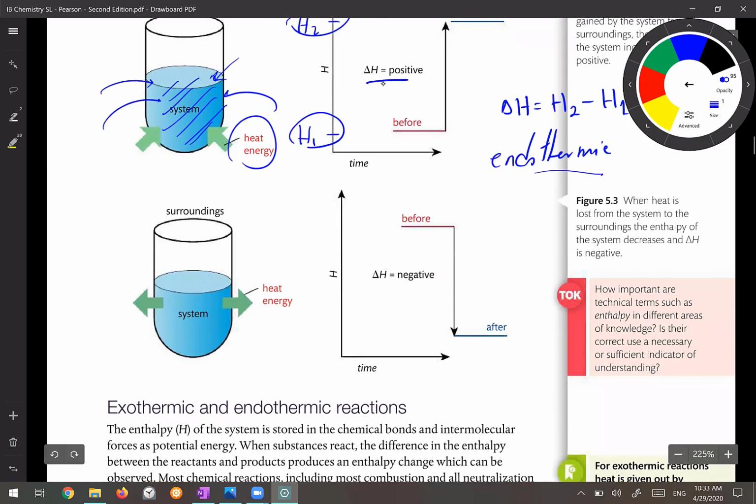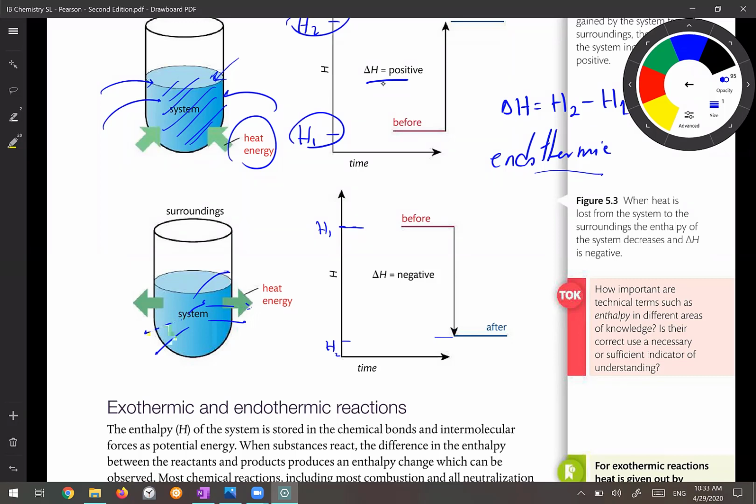But in the next one, the energy before the reaction was here, so this is H1. The energy after the reaction was here, so this is H2. So you can see that the energy has decreased. It means the system has lost some energy. Where does that lost energy go? It goes to the water, it goes to the test tube, and if you touch here, it goes to your hand. So you can feel that the reaction vessel becomes hotter.